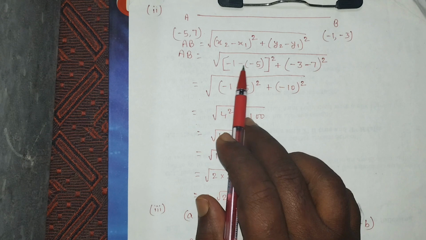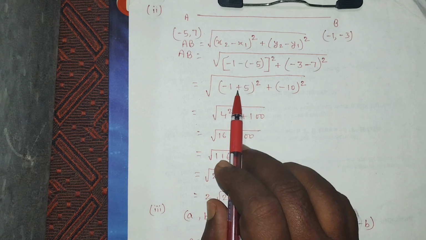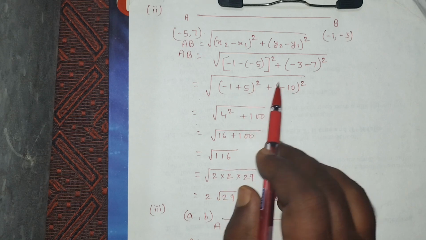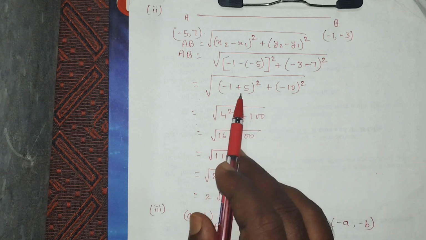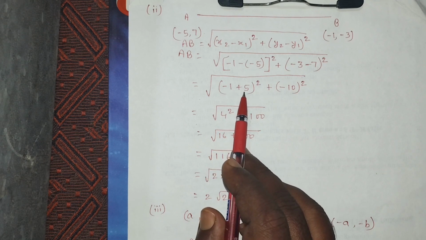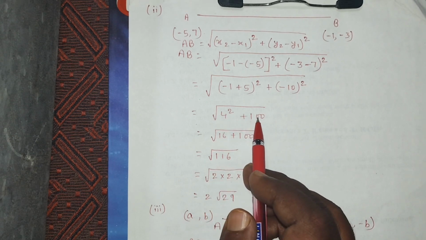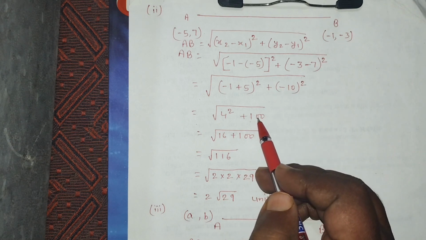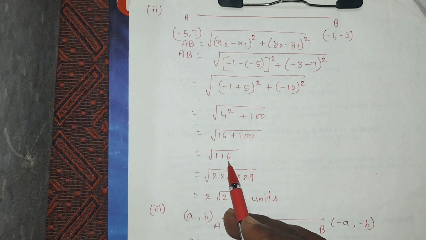Now, solving these two negative signs when multiplied, it becomes positive. -1 plus 5 whole square plus -3 minus 7, that gives -10 whole square. 5 minus 1. 1 is negative and 5 is positive, and both will give the result positive 4. 4 square plus 100. 100 comes from here. Minus 10 square, that is 100.